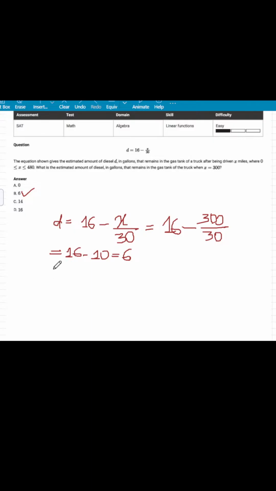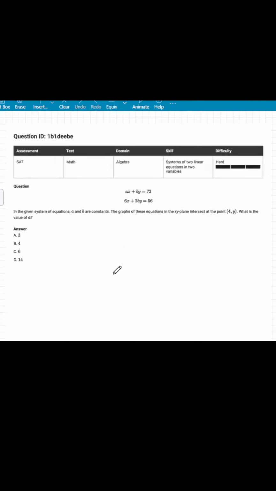Okay. Now let us go to the next question. Here we have been given a system of linear equations. There are two equations here: ax plus by is equal to 72 and 6x plus 2by is equal to 56. In the given system of equations, a and b are constants. The graphs of these equations in the xy plane intersect at the point (4, y). What is the value of a?